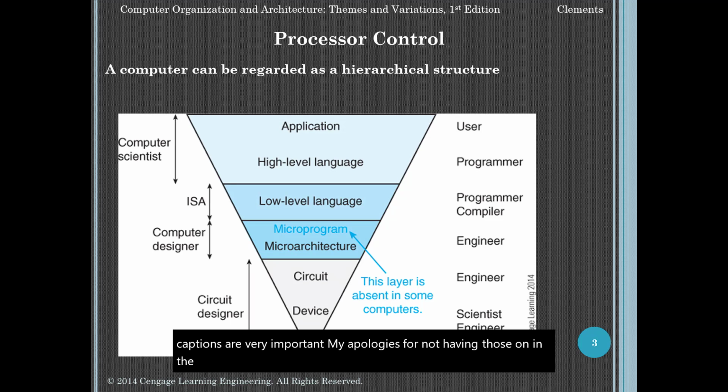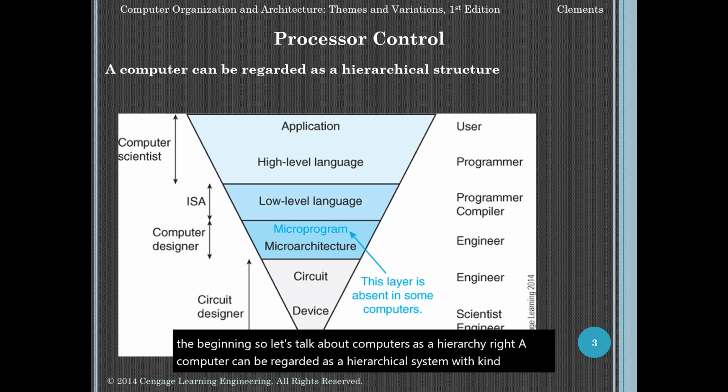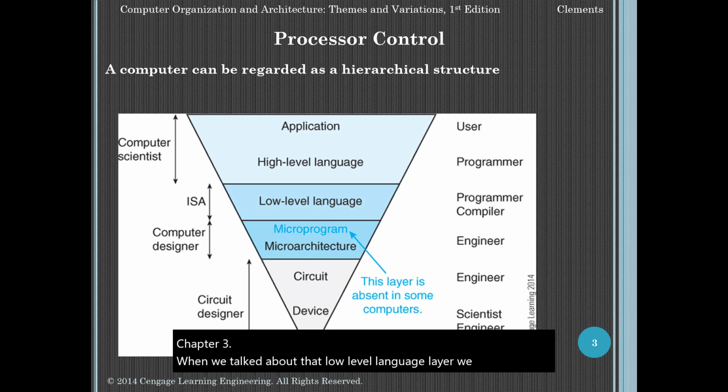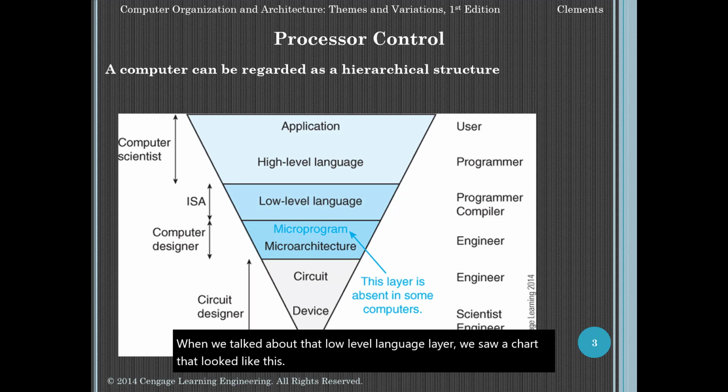So let's talk about computers as a hierarchy, right? A computer can be regarded as a hierarchical system with multiple levels of abstraction. And we can talk about the digital computer at the same level of abstraction. We saw in Chapter 3, when we talked about that low-level language layer, a chart that looked like this. And so, really we have these multiple layers.